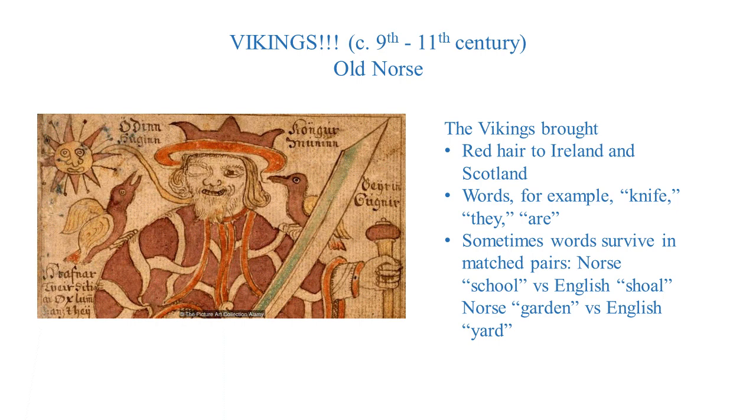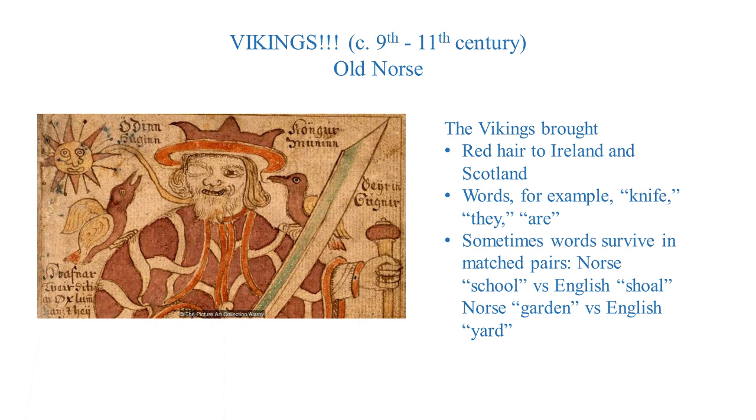One of the things that they brought is red hair to Ireland and Scotland. But more importantly for our purposes, they brought a whole bunch of words of Scandinavian origin. And they show up in English and give us some of our difficulties in spelling. For example, the word knife. But even simple words like they or are derived from Scandinavian languages.